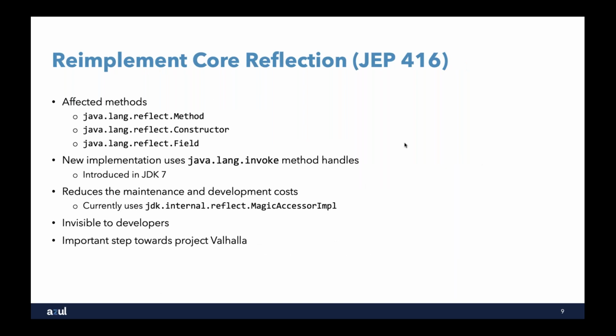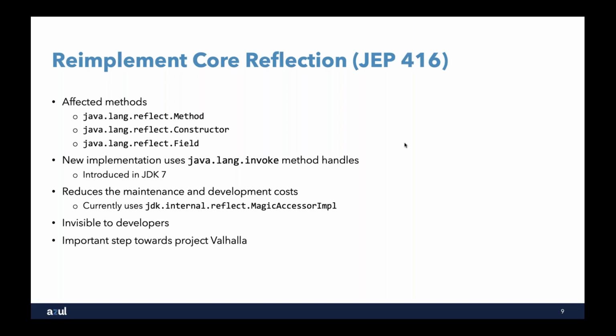Next JEP is the idea of re-implementing core reflection. Now, reflection has been in Java really from the very beginning. And what it allows us to do is to look at details of the code we're actually using. So we can reflect on things like classes, we can reflect on methods, constructors, fields, and so on. In terms of what this JEP is doing, it's saying, okay, for the method, constructor, and field, they're going to re-implement the way that this actually works underneath to use some of the features that were added in JDK 7, specifically method handles that are part of java.lang.invoke.